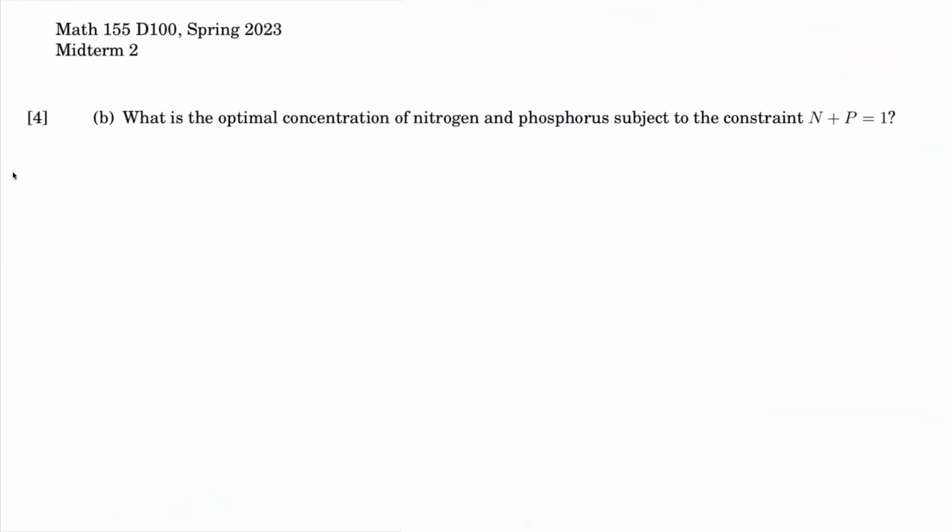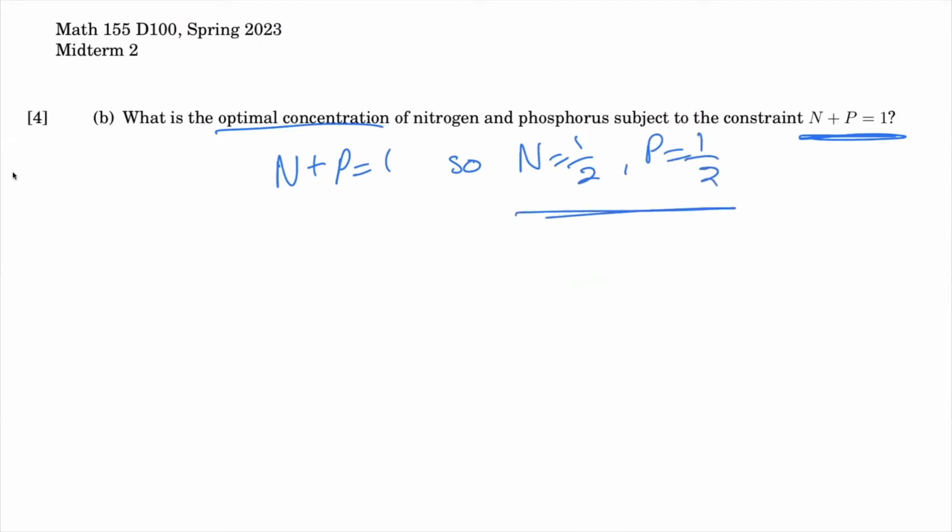So what happens when we do have a constraint? Here we have a constraint of n plus p is equal to 1. So it's telling me that the amount of nitrogen and phosphorus I can put into the ground is limited. So we now need to work out what is the optimum concentration when this is true. Some people jump straight to saying, well, n plus p is equal to 1, so n is equal to a half and p is equal to a half. That does actually turn out to be the answer, but that's not how we calculate it.